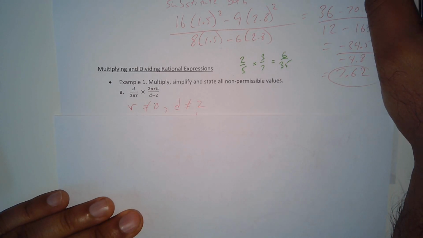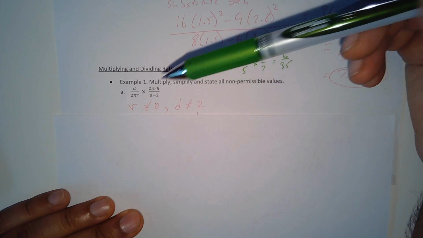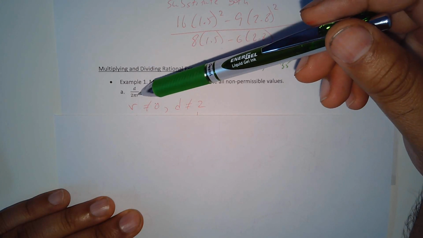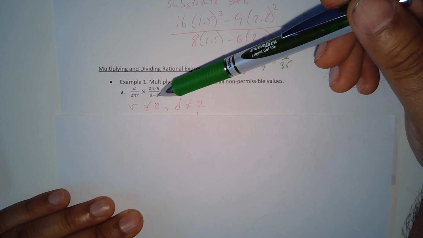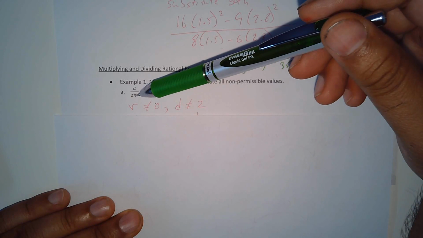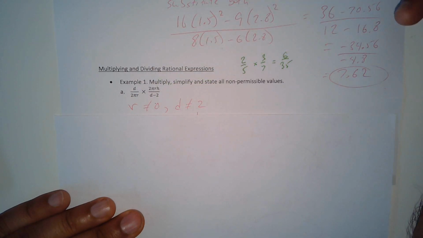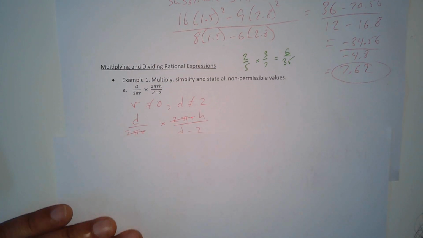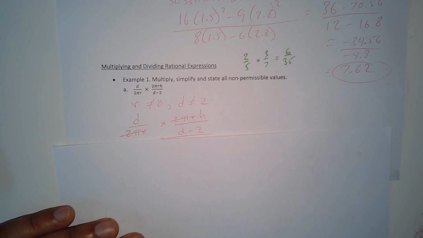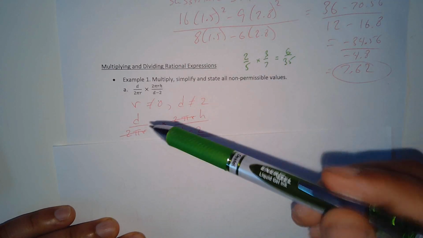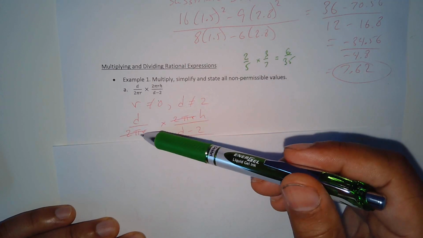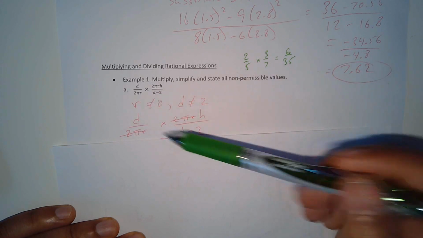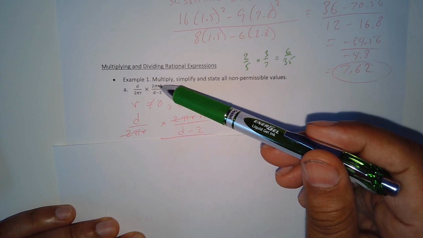Here are your non-permissible values. You can write these out at the front end if you want. So r can't equal 0 and d can't equal 2. Pi is a value, so it's not a variable. Okay, so you look at these two fractions. You've got a 2 pi r at the bottom of this one, and you have a 2 pi r at the top of this one.